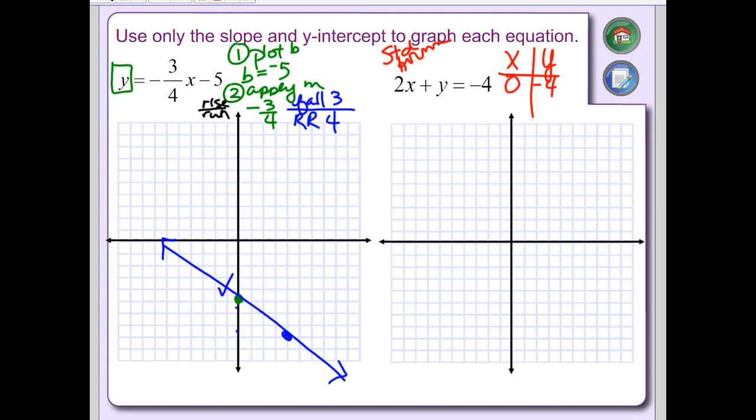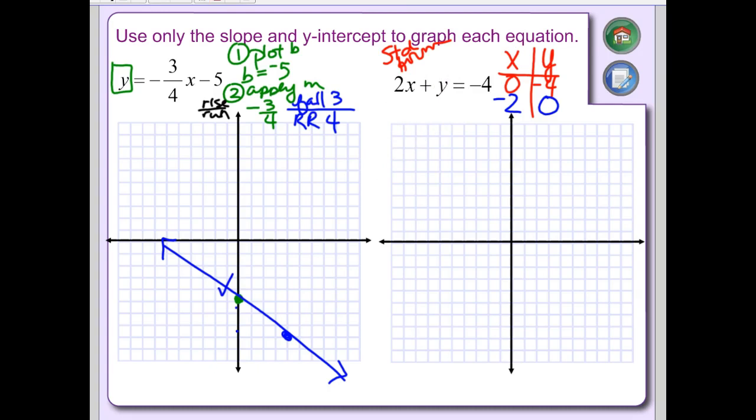Now we need to find the x-intercept. So remember, we're going to make y 0. So I have 2x equals -4. So if y is 0, what's x going to equal? -2. Okay, so when it's in standard form, we graph by intercepts. That's what we learned back in section 8.2.